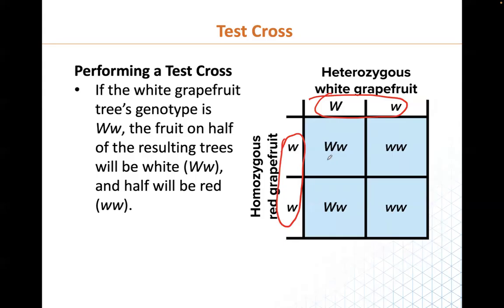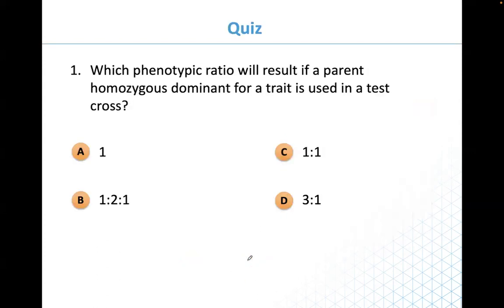So what would you have? If the white grapefruit tree is this, half of the resulting trees will be white and half will be red. So it's going to be ratio 2 to 2, which is 1 to 1. So this is it. Which phenotypic ratio would result if a parent homozygous dominant for a trait is used in the test cross? The question says, which phenotypic ratio will result if a parent is homozygous dominant? For homozygous dominant, it's going to be 1 because it's going to be 100% heterozygous dominant.